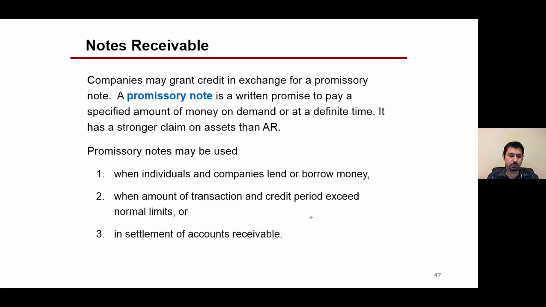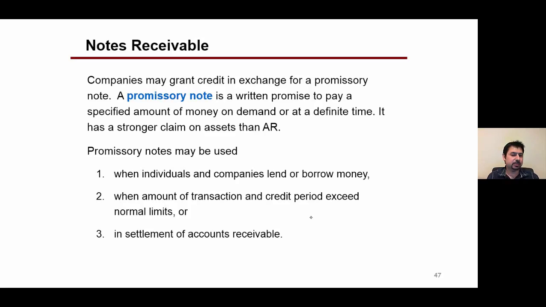Usually promissory notes can be used when customers are borrowing or lending money. At this point, the lender will have a note receivable, whereas to the borrower it will be notes payable. In other cases, the company might also resort to promissory notes when the amount of the transaction is high or when the credit period is very long.